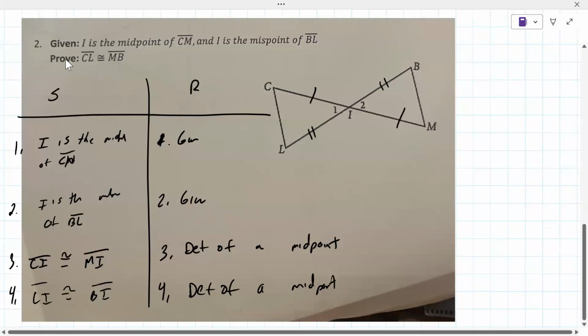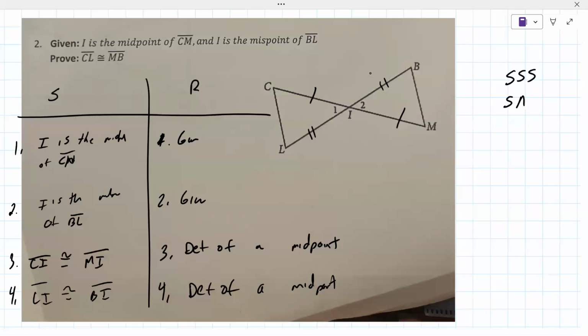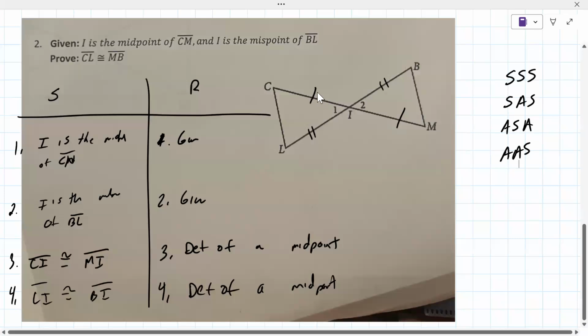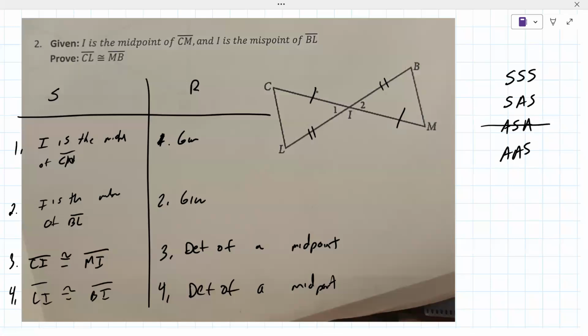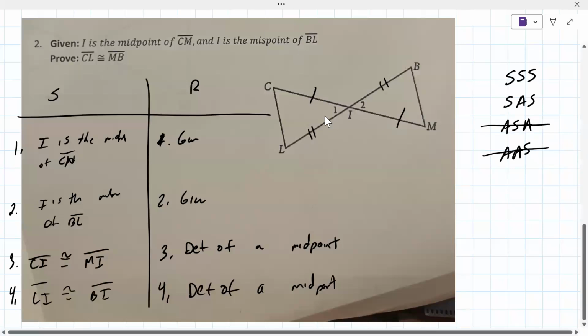Now our goal is to prove that segment CL is congruent to MB. You're going to be first proving that the triangles are congruent. I think it's always a good idea to list out the 4 possibilities and kind of see which direction you're going. Like right now, you have 2 sides congruent, so it's probably not ASA and probably not AAS because those require 2 angles. Oh, I think it's side angle side. It is.